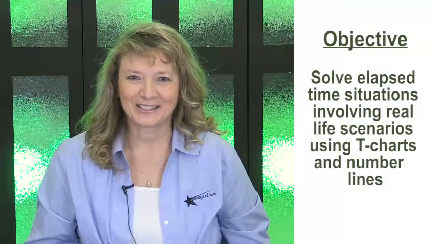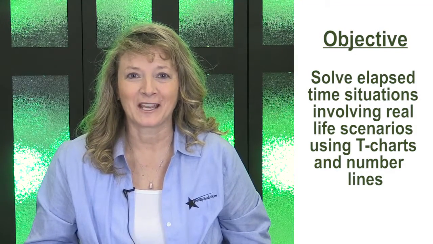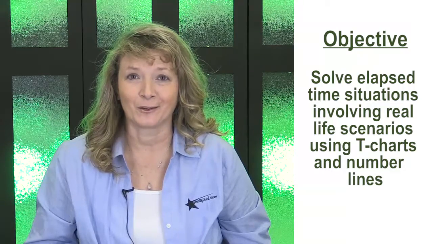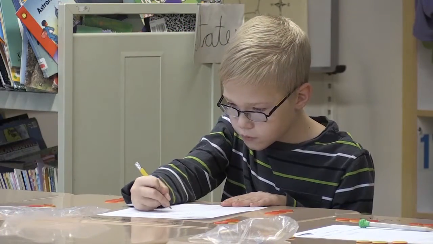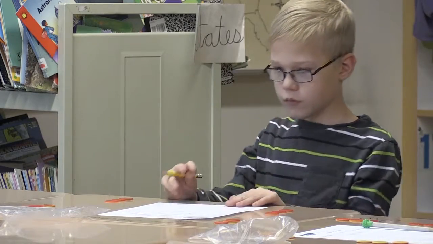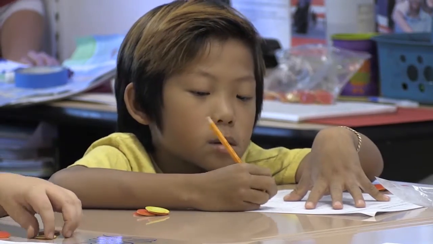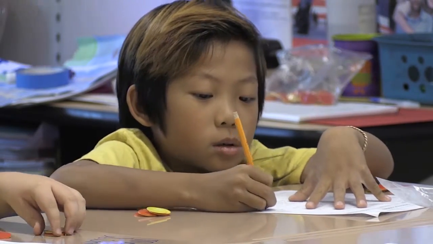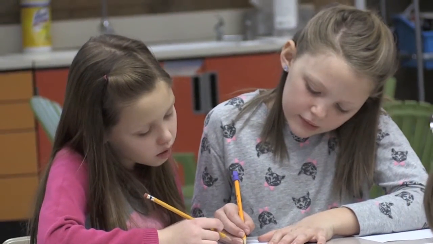In this lesson, students learn to solve elapsed time situations involving real-life scenarios using either a T-chart or an open number line. Students in 3rd grade have learned to tell time to the minute, to add with regrouping if needed, and to subtract with any needed regrouping. We are extending those skills and combining them to be able to find the difference between two separate times or to find an elapsed time.